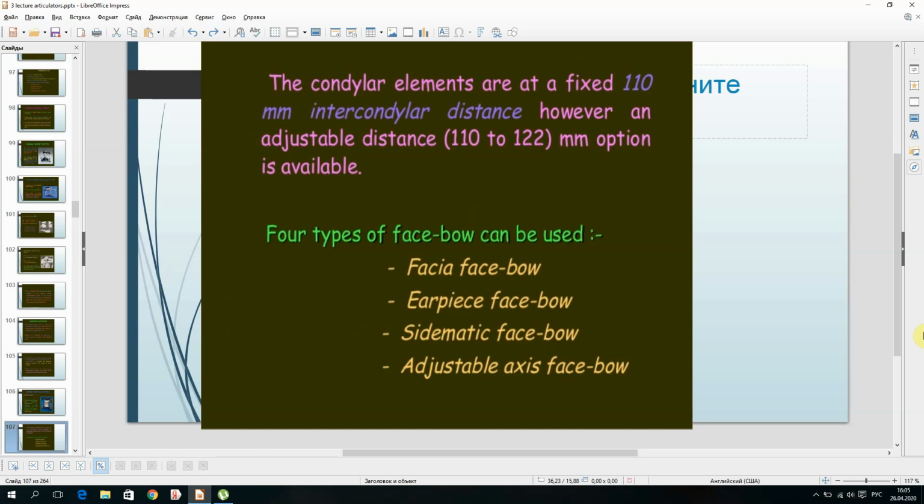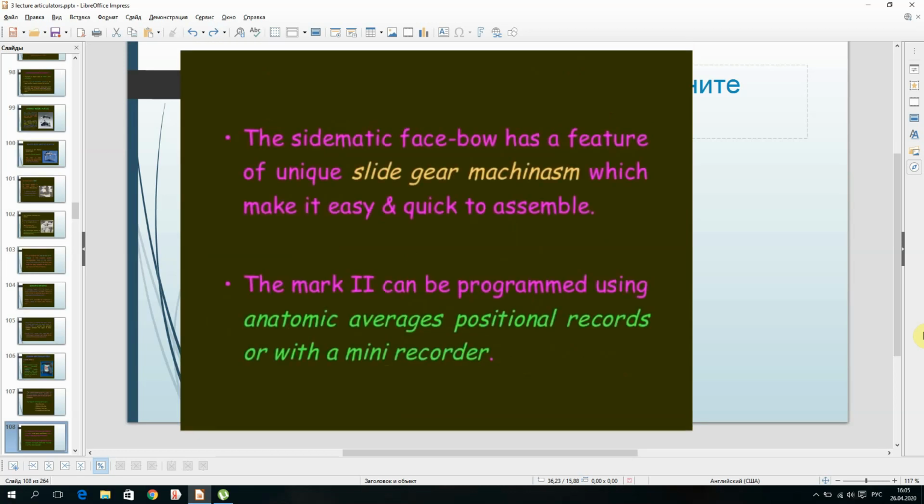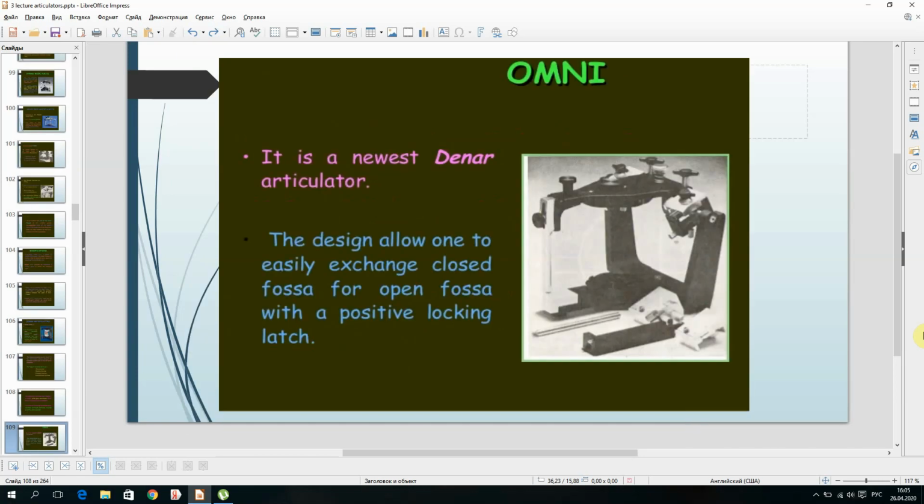4 types of face bow can be used: passive face bow, earpiece face bow, cinematic face bow, and adjustable axis face bow. The cinematic face bow has a unique slide gear mechanism which makes it easy and quick to assemble. The Mark II can be programmed using anatomic average positional records or with a mini recorder only. It's the newest articulator.